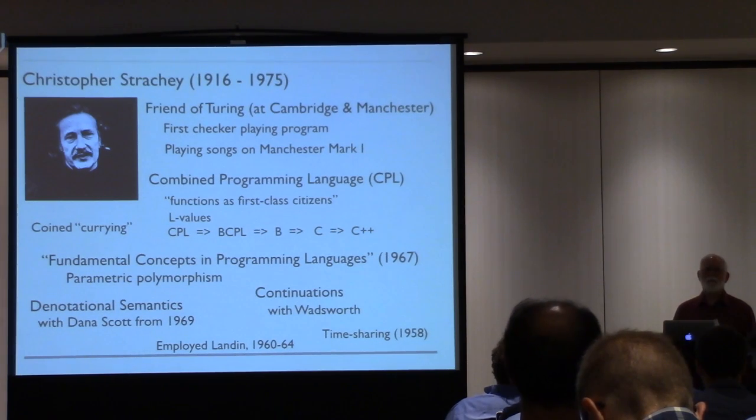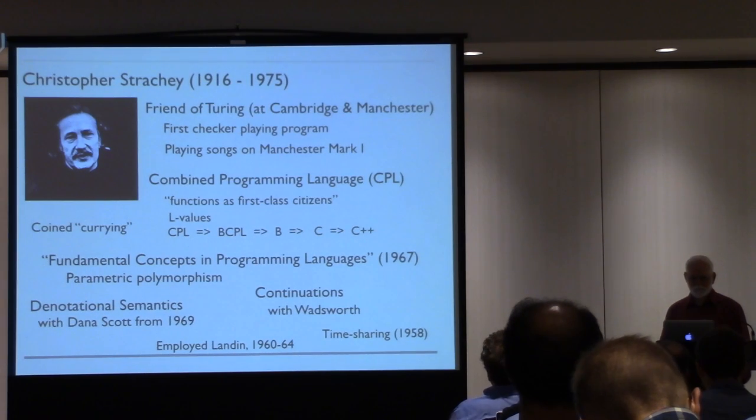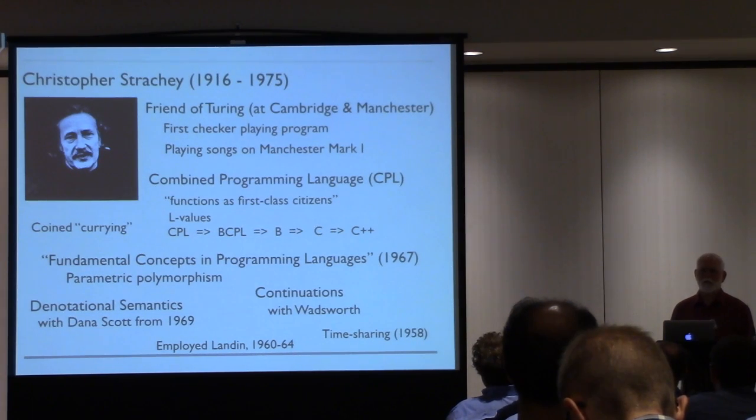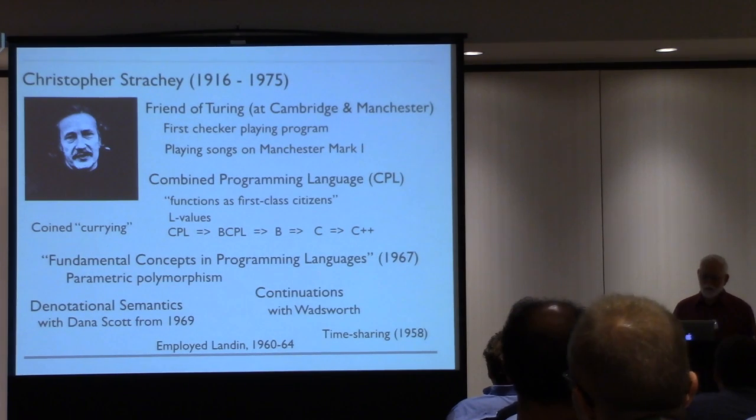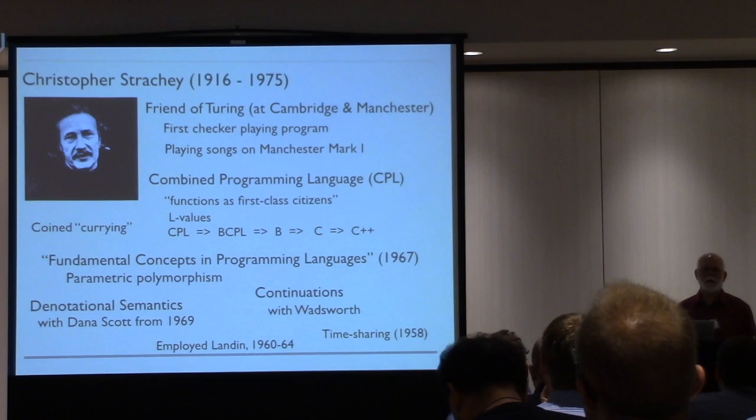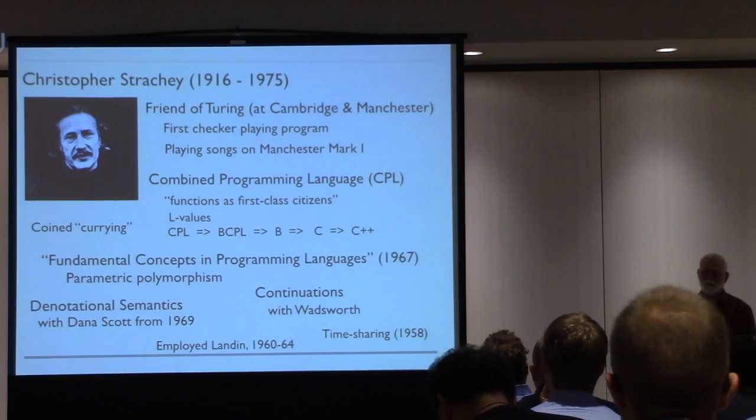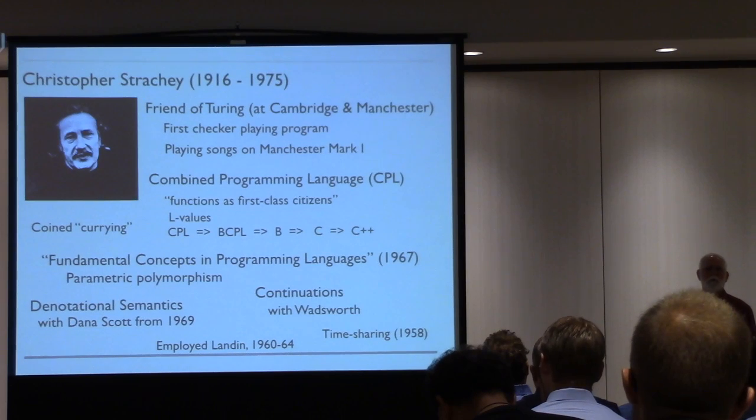Another thing he did is he coined the term currying. And he wrote a very important paper in the mid-60s. It was presented at the Copenhagen conference in 1967 called Fundamental Concepts of Programming Languages, which everybody should read at least once. And one of the things he introduced in that paper was the notion of parametric polymorphism. He talked about several varieties of polymorphism, one of which was characterized as parametric.